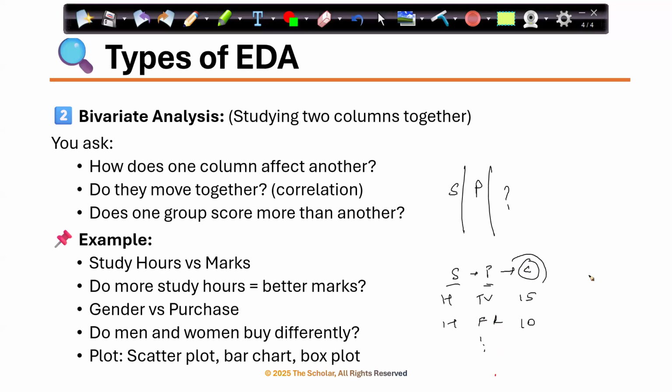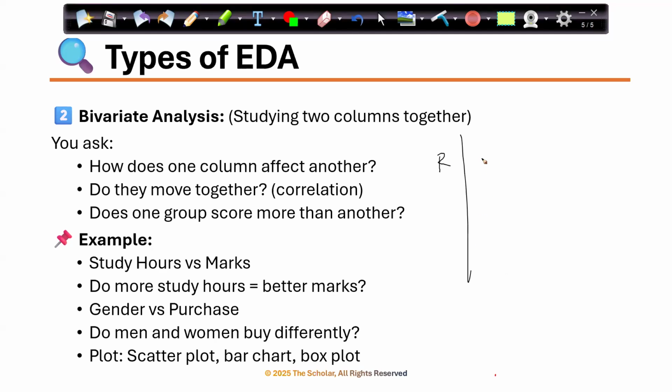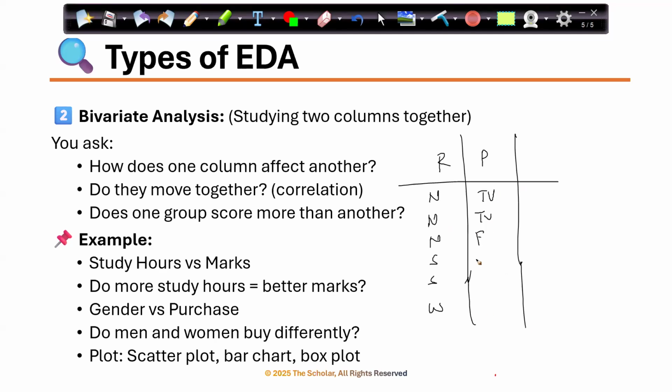So basically, I'm only getting the count here because I don't have any other numerical column. The only numerical column which I can get is count, which is not part of your data. We are just counting it, right? Your data is something like this. For example, region and product. This is your data set. Let's say north region, north region, north region, south region, south region, west region. Product is TV, TV, fridge, fridge, fridge, washing machine.